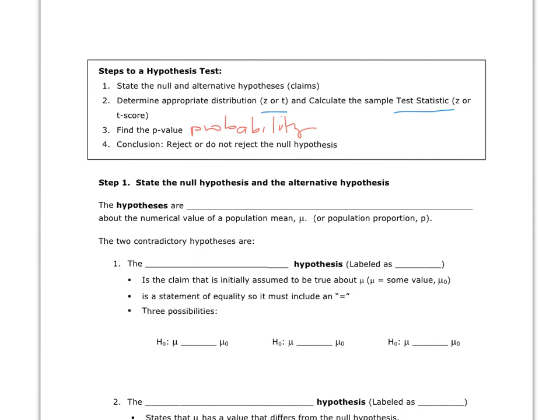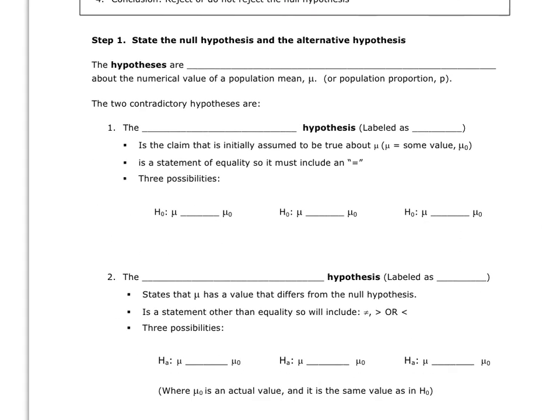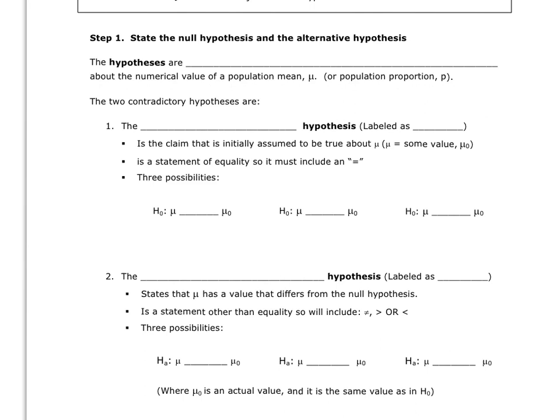So let's start off with step one here, where we state the null and alternative hypotheses. Hypotheses are mutually exclusive claims. Meaning that they can't happen at the same time. So we went through and determined claims and counterclaims in the last video. Those were all mutually exclusive claims. So that was setting us up to come up with hypotheses.